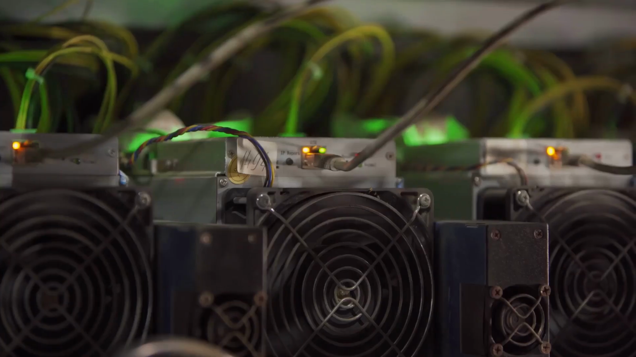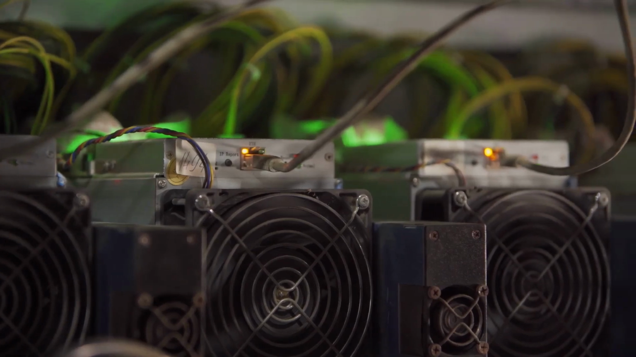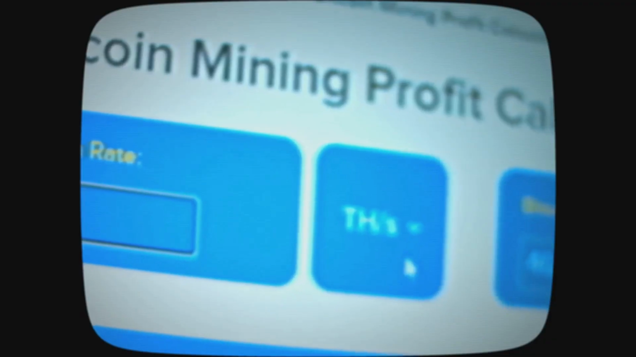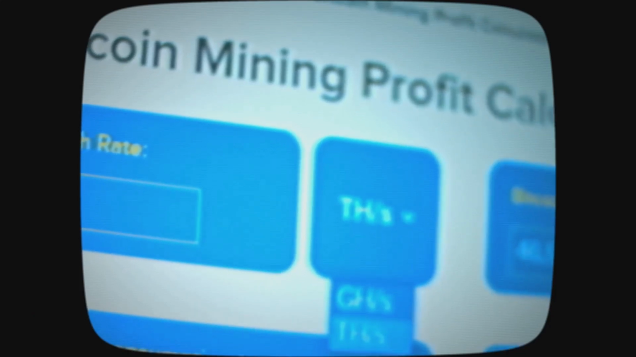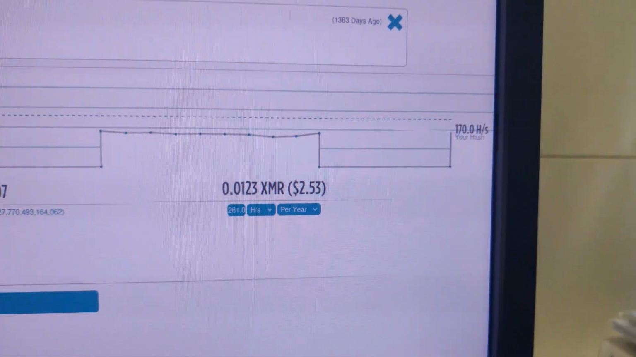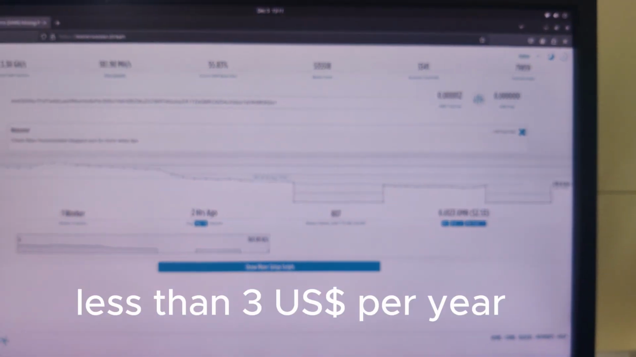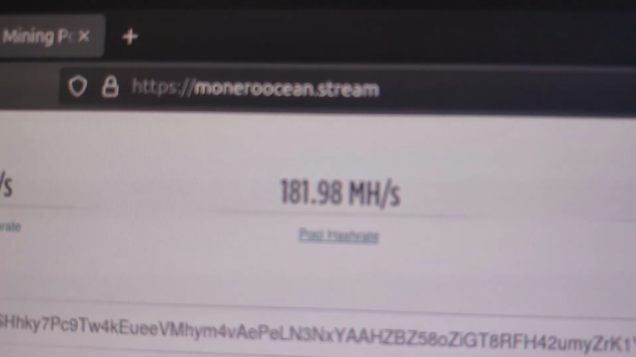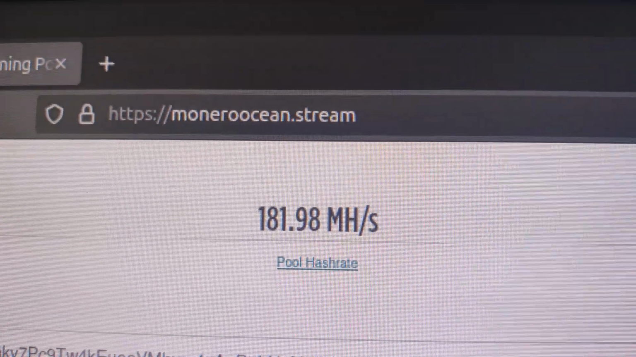So, is mining Monero with a Raspberry Pi actually profitable? The short answer is it's not. The revenue generated from mining Monero with a Raspberry Pi is negligible, and it's unlikely to cover the cost of electricity, let alone the initial investment in the hardware. However, it can still be a fun experiment for tech enthusiasts looking to learn more about mining and cryptocurrencies.